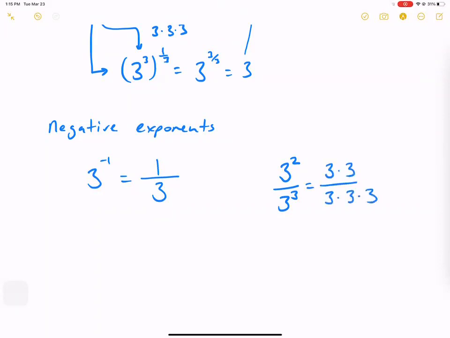As you can see, the 3's divide out to become 1, but we're still left with a 3 on the bottom, so we're left with 1 over 3. Great, and that's our answer.